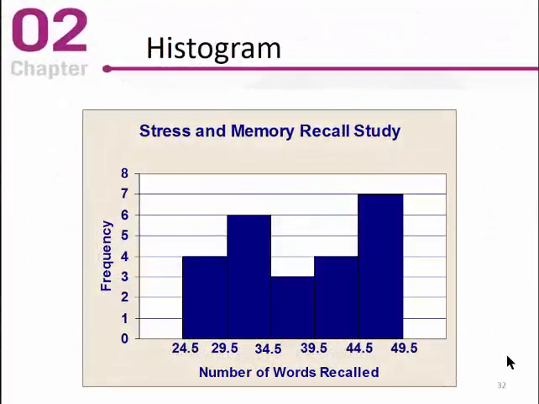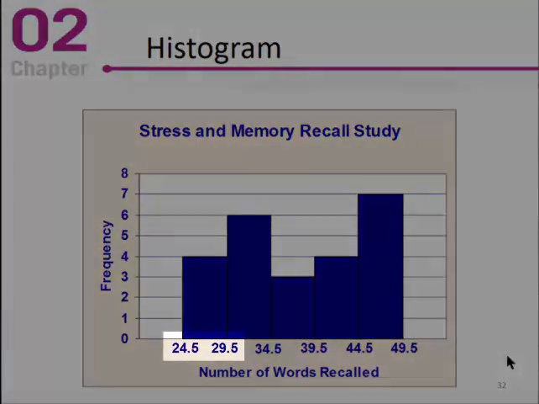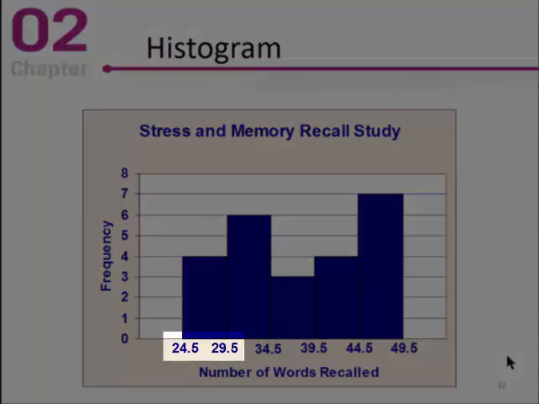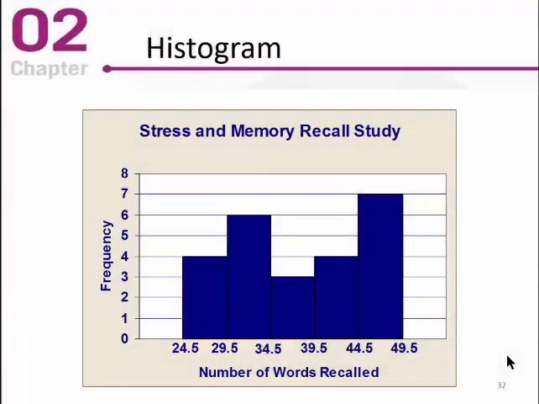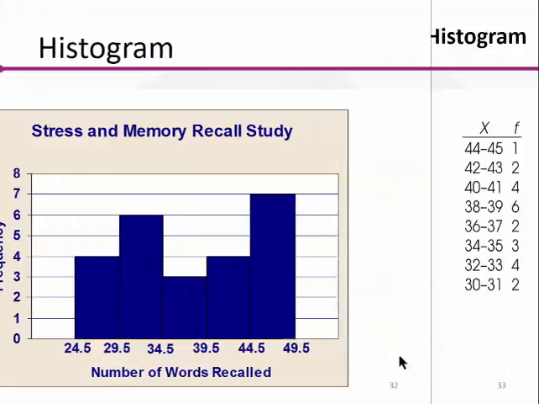Here's another example of a histogram for a stress and memory recall study. Again, frequency is on the y-axis and the number of words that were actually recalled under stress is on the x-axis, and in this case it shows the real limits from 24.5 to 29.5, and our apparent limits would be 25 to 29, 30 to 34, 35 to 39, right? A histogram showing the continuity along a scale.